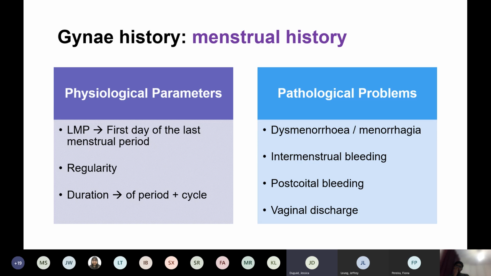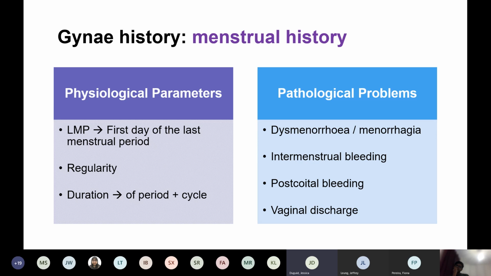You want to firstly ask about physiological parts. So you want to ask about the first date of their last menstrual period, and it's important you ask about the first date, not the last date, which has confused me for quite a long time. But you ask about the first date of their menstrual period, and lots of them will probably have to think about that. Then you want to ask about the regularity. So how many periods they get a year, or how often are their periods? Do they come regularly? And then, as I said, the duration of the cycle, which goes hand in hand with regularity.